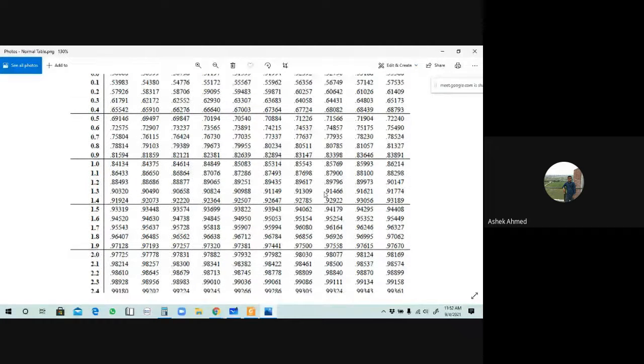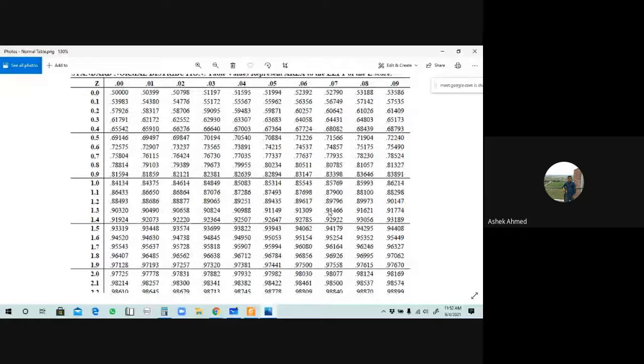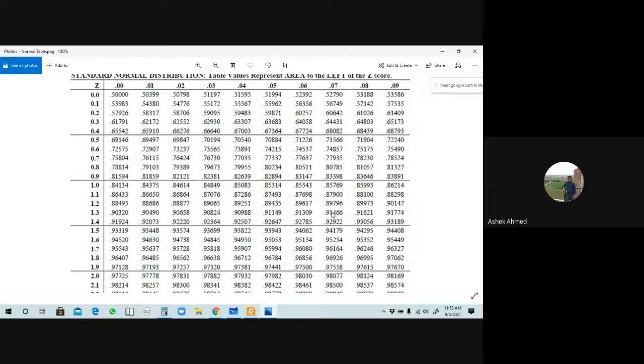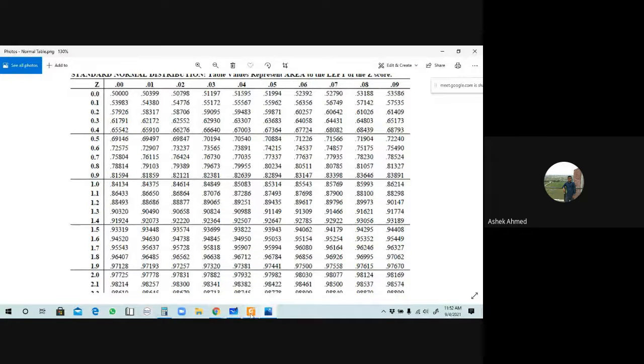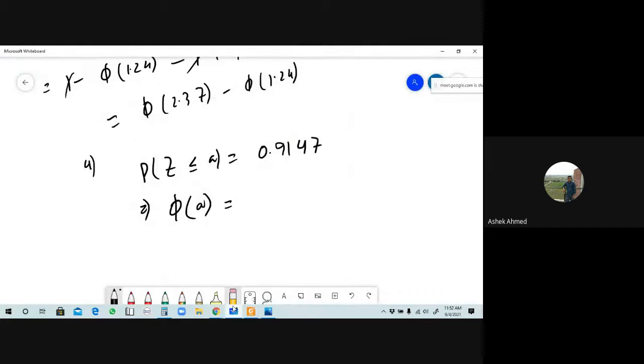So the corresponding value of z for this value will be 1.37. So phi of 1.37. Therefore, we can write that the value of a will be 1.37. Understand?